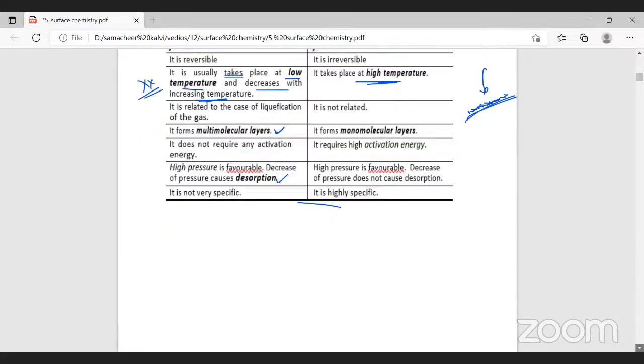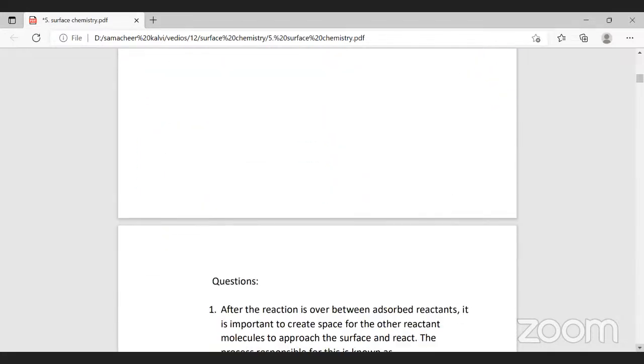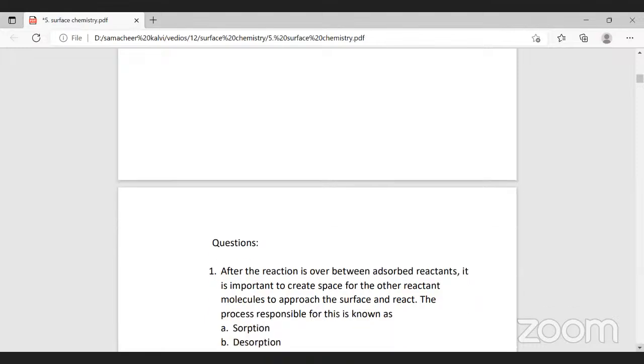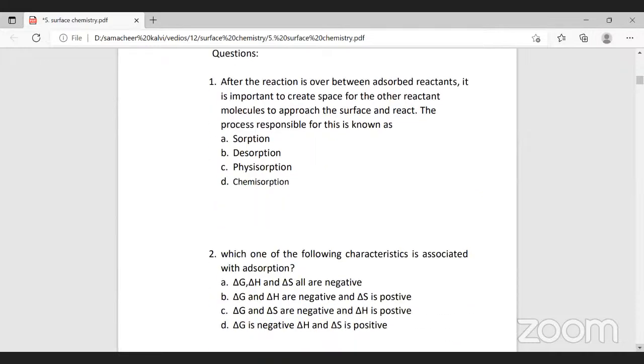We have learned the difference between physical adsorption and absorption. And also we learned the different terminologies, and we also learned the difference between physical adsorption and chemical adsorption. Some of the questions we will learn based on the concept of adsorption, and then we'll go for the next concepts in adsorption.